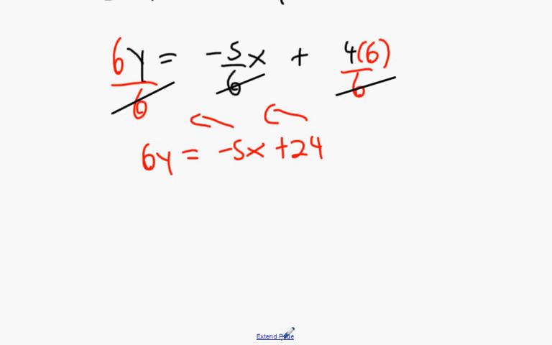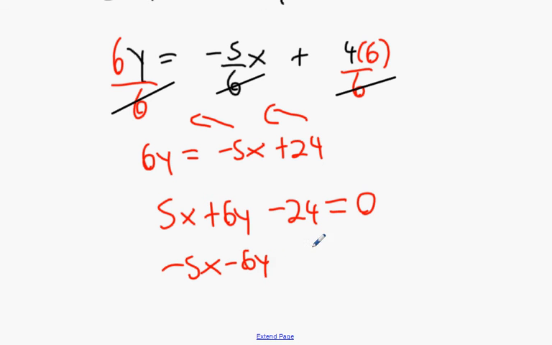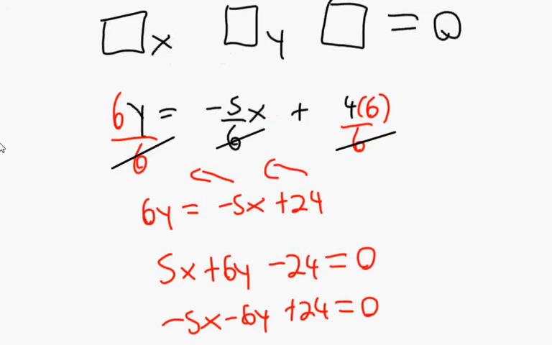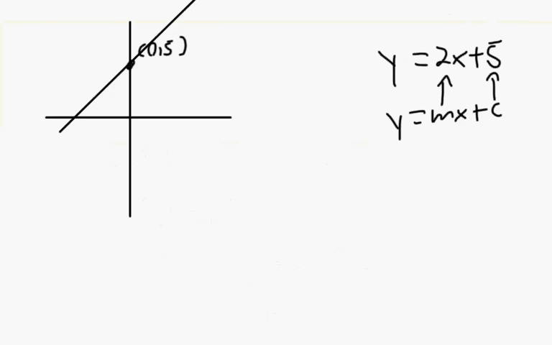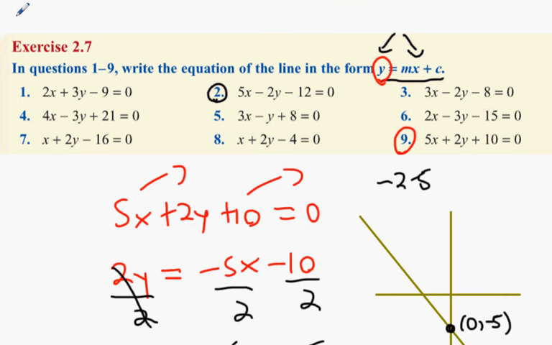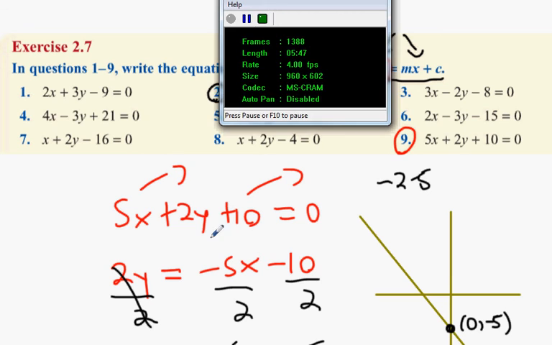Move over to the other side. 5x plus 6y minus 24 equals 0. If somebody did it a slightly different way, what would their answer look like? They are the only two acceptable answers. Okay guys, so we did questions 9, 10 and 18.